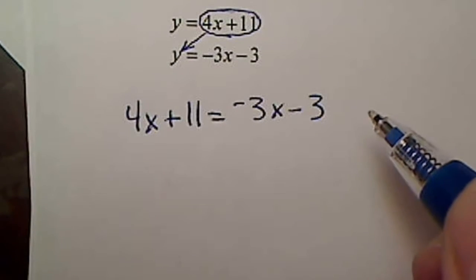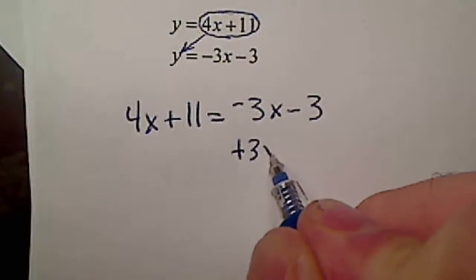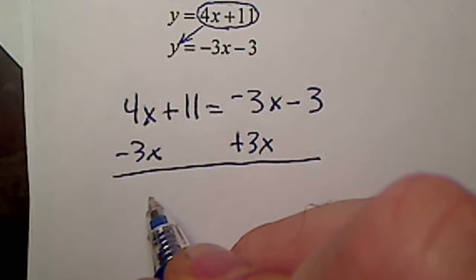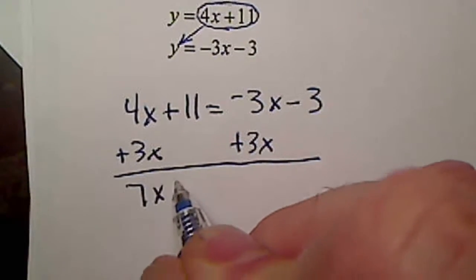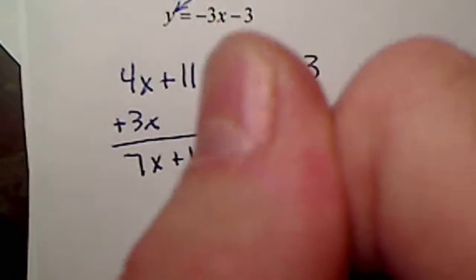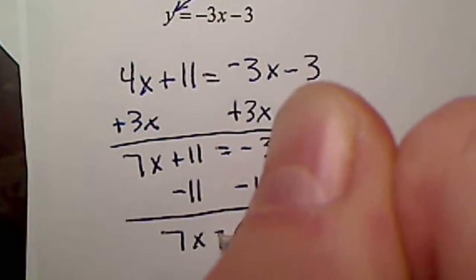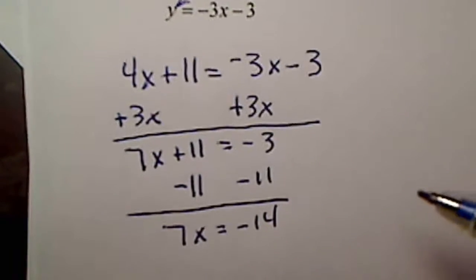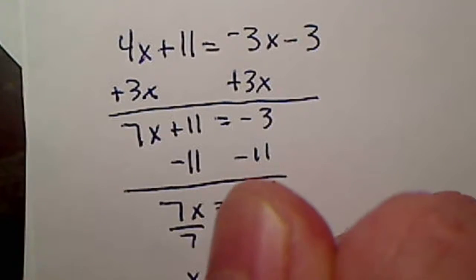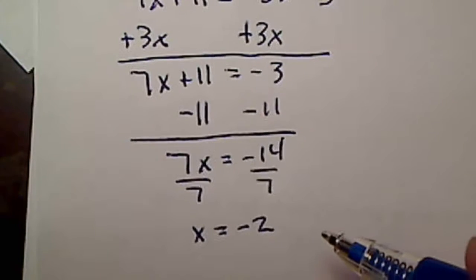And this equation, hopefully, is very friendly to solve. We've been solving this for months. So I'm going to move this 3x over to the other side by adding it. I'm going to move the 11 over by subtracting it. And then a quick little division here at the end to solve for my x value. And I get -2.